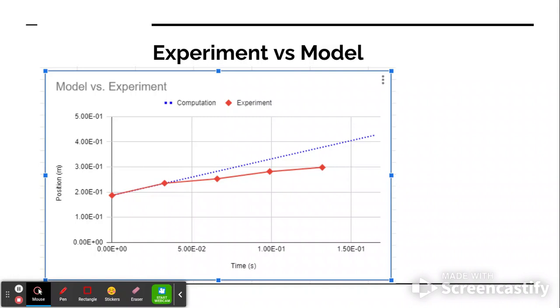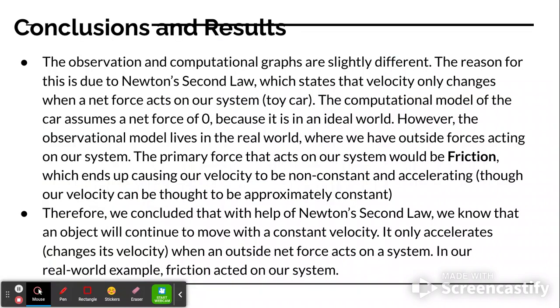Therefore, we concluded that with the help of Newton's second law, we know that an object will continue to move with a constant velocity if not acted upon by an outside force, as you can see by the theoretical model. However, in the real world, it accelerates when there is a net force acting on our system, in this case friction, as you can see from the real world graph, the red one. There was an outside force acting upon it, so the velocity did change, which is the derivative of these two graphs. So just the written form.